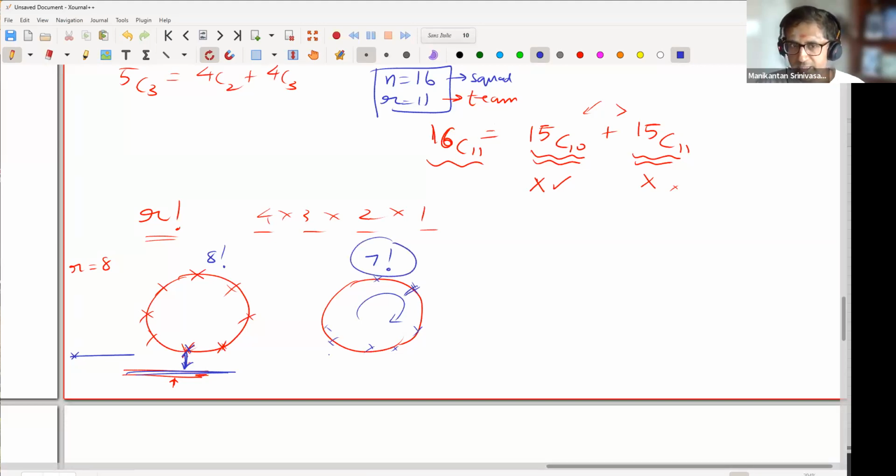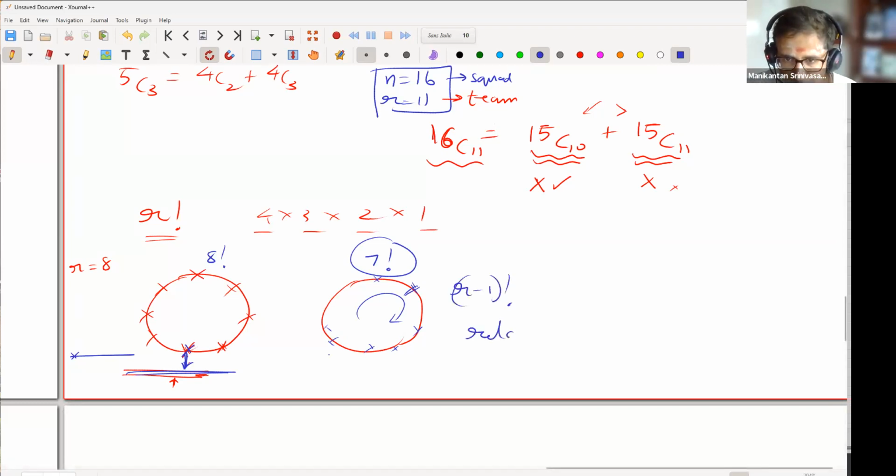So the takeaway from here is, just because you have a circle problem, don't blindly put R minus 1 factorial. Understand the context. Okay, so it's R minus 1 factorial relatively. So the word relative is important.